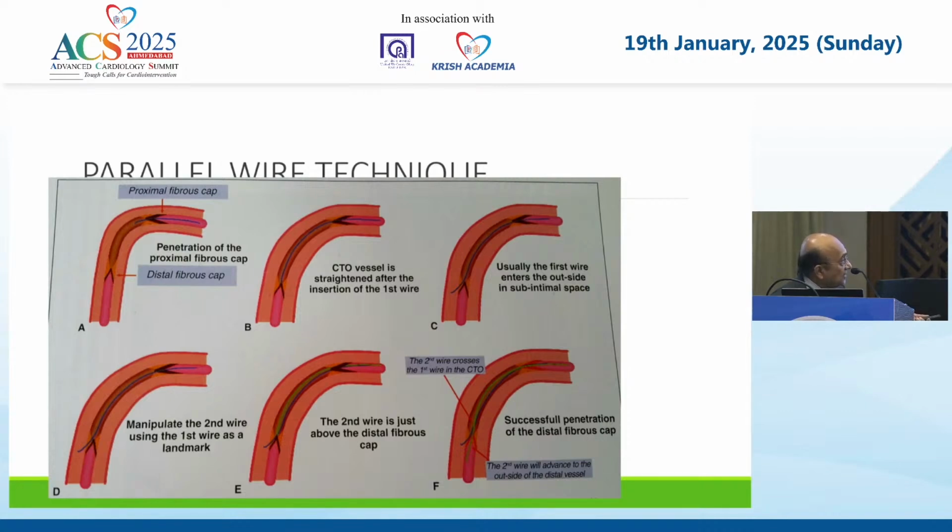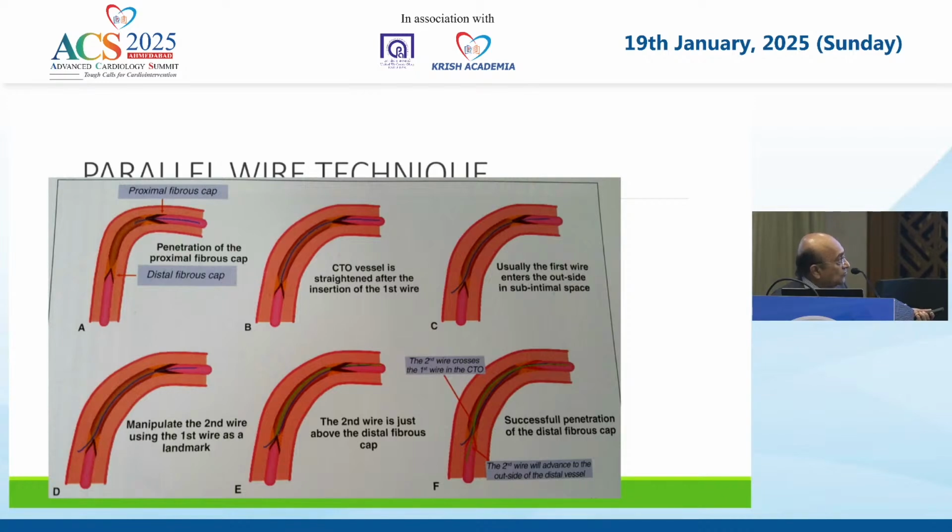So then you take a second wire. The second wire should be a little stronger than the first wire in tip load. It has more angulation and it should enter proximal to the point where the wire has entered into the false passage. The second wire is helpful because the first wire has blocked the passage.